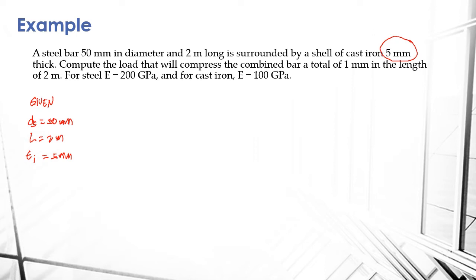Compute the load that will compress the combined bar a total of 1 mm in the length. So, the elongation here, or rather the deformation, is equal to 1 mm out of 2 meters. For steel, the modulus of elasticity is equal to 200 times 10 raised to 9 Pascal. And for cast iron it is equal to 100 times 10 raised to 9 Pascal.